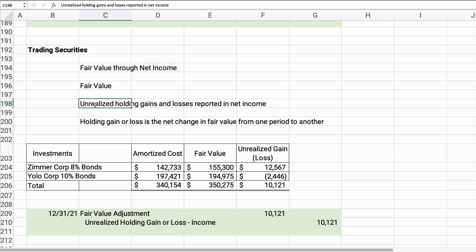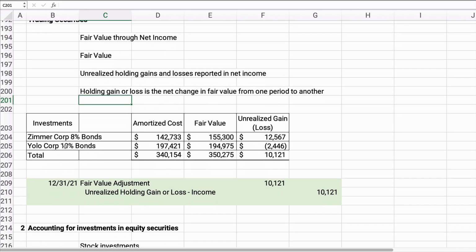So unrealized holding gains and losses are reported in net income, and a holding gain or loss is the net change in fair value from one period to the other. We're not showing the multi-period. You might see that on homework, but we're not showing that. So let's just look at the example.